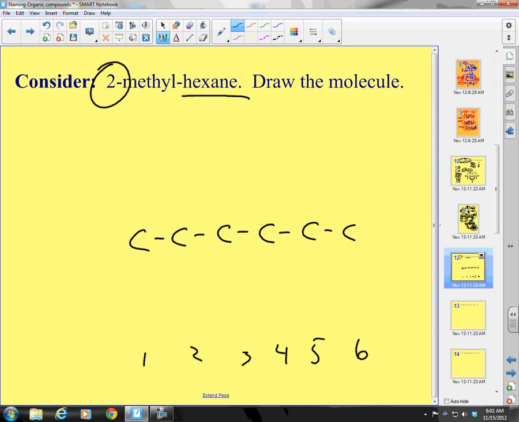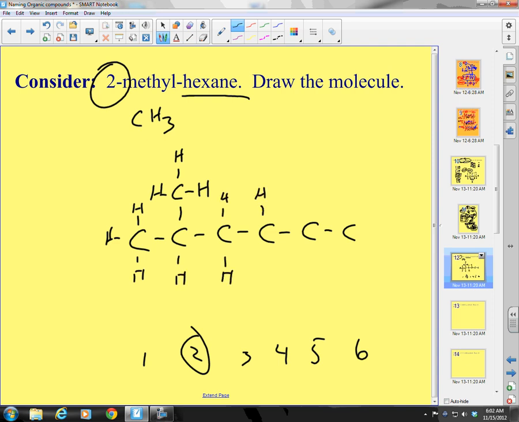On my second carbon, right here, I'm going to put a methyl group. Methyl group means I have a CH3. So I'm going to put a methyl off my number 2, like that. And then I'm going to fill the rest of the carbons in with hydrogens so that each carbon has 4 bonds.